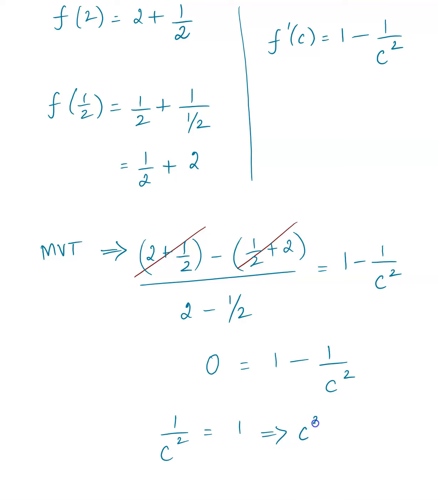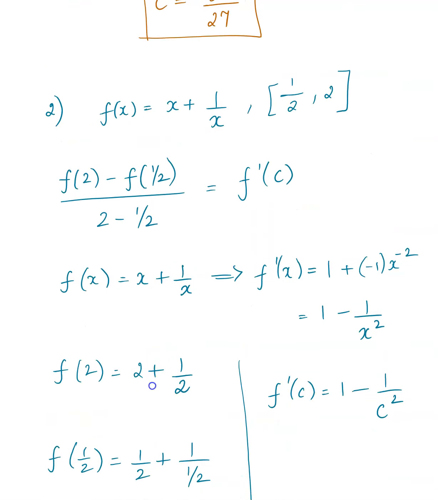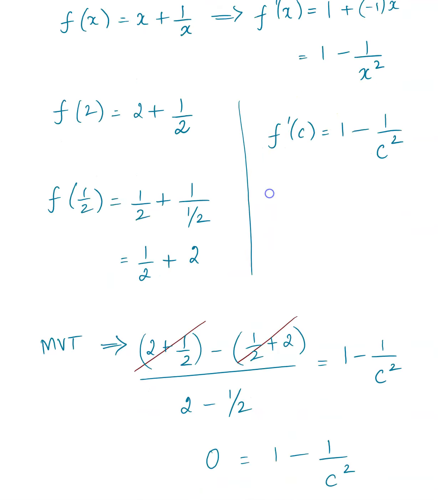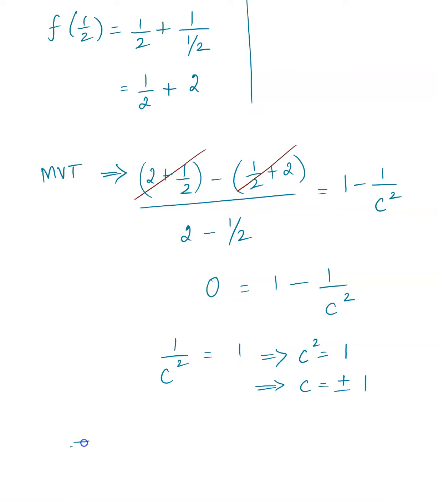This implies c squared equals 1, which involves c is plus or minus 1, isn't it? Because if you take the square root, it's a plus or minus 1. But you'll have to choose one of them because you know this interval is from half to 2. So a minus 1 will not work here. So this implies c must be equal to 1, since c equals negative 1 is outside the closed interval.